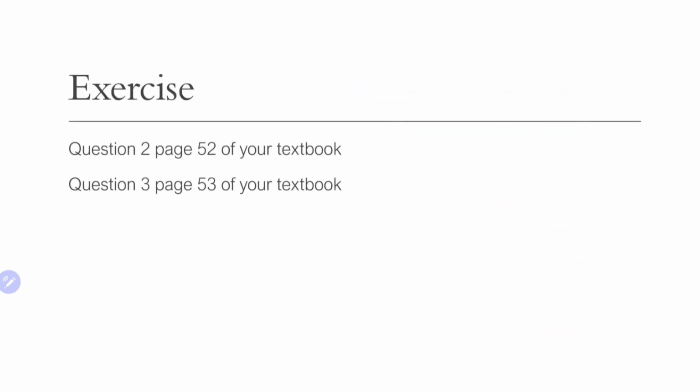Yeah, the last you can exercise yourself. Answer question 2 and question 3, page 52 and 53. You can ask if you have any question through WhatsApp. That's all for geometrical structure or shape of molecule and covalent bond.